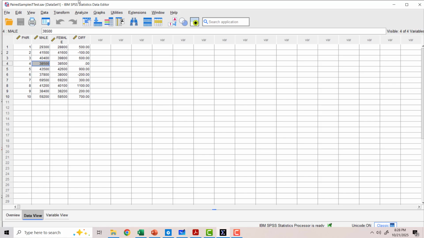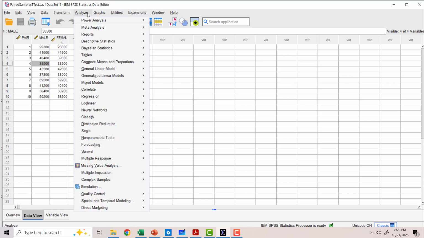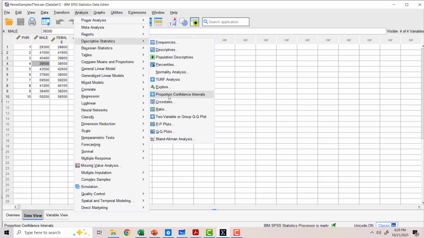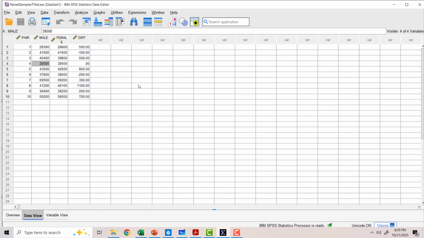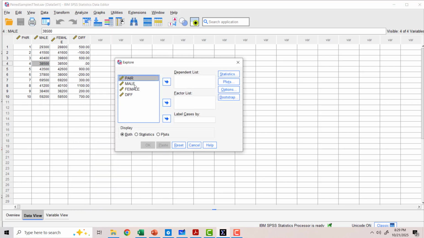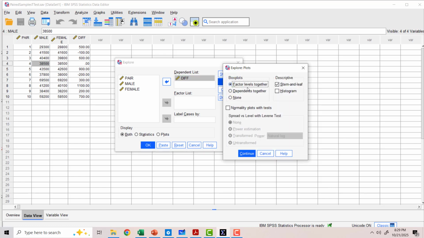Let's go to test normality first. So let's go to Analyze, Descriptive Statistics, Explore. And we're going to basically look at our differences to see if our differences are normal. We're going to go to Plots. And we could have a histogram. I didn't put that in my slides. But we're going to do normality plots with tests.